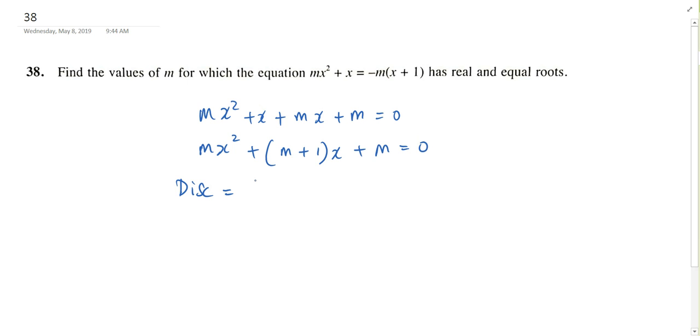Discriminant. What's discriminant? B square minus 4AC, yeah. Class, in our quadratic formula, which part is the discriminant? B square minus 4AC. Does it ring a bell? Which one is B? Ax squared plus bx plus c equals to 0. It always looks like this. So out of the ax squared plus bx plus c equals 0, which one?